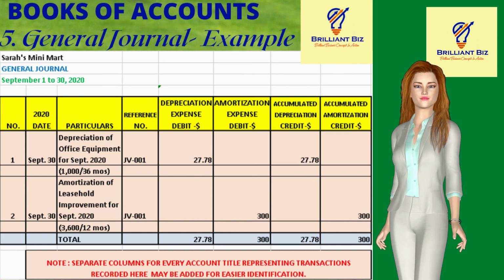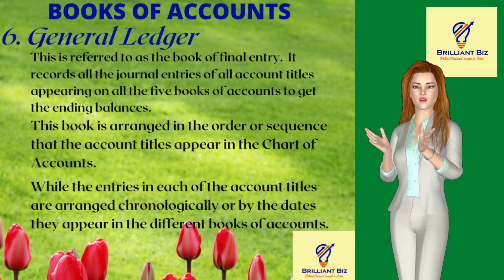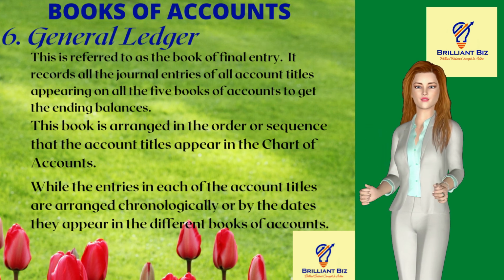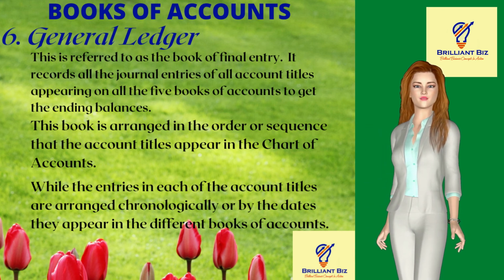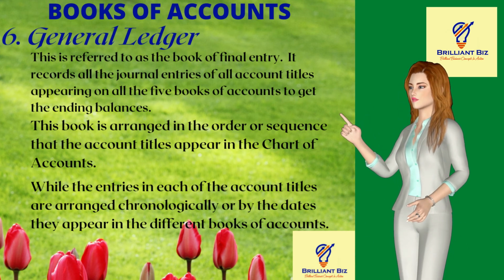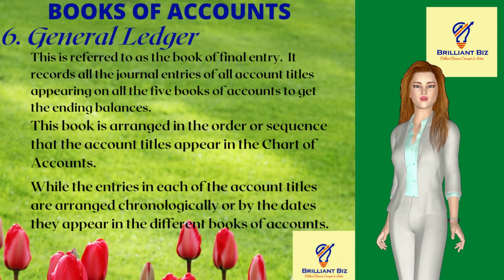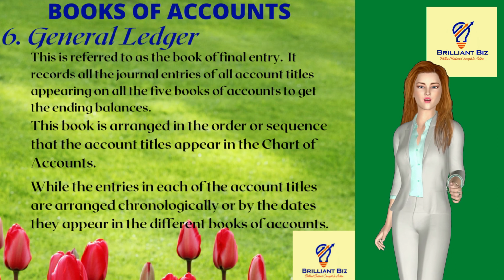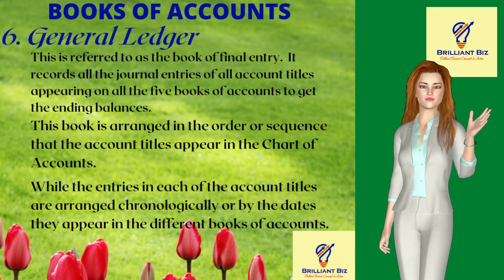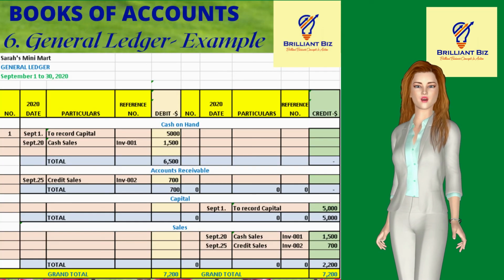Number 6, General Ledger. This is referred to as the Book of Final Entry. It records all the journal entries of all account titles appearing on all the 5 books of accounts to get the ending balances. This book is arranged in the order or sequence that the account titles appear in the chart of accounts, while the entries in each of the account titles are arranged chronologically or by the dates they appear in the different books of accounts. This is an example of general ledger.